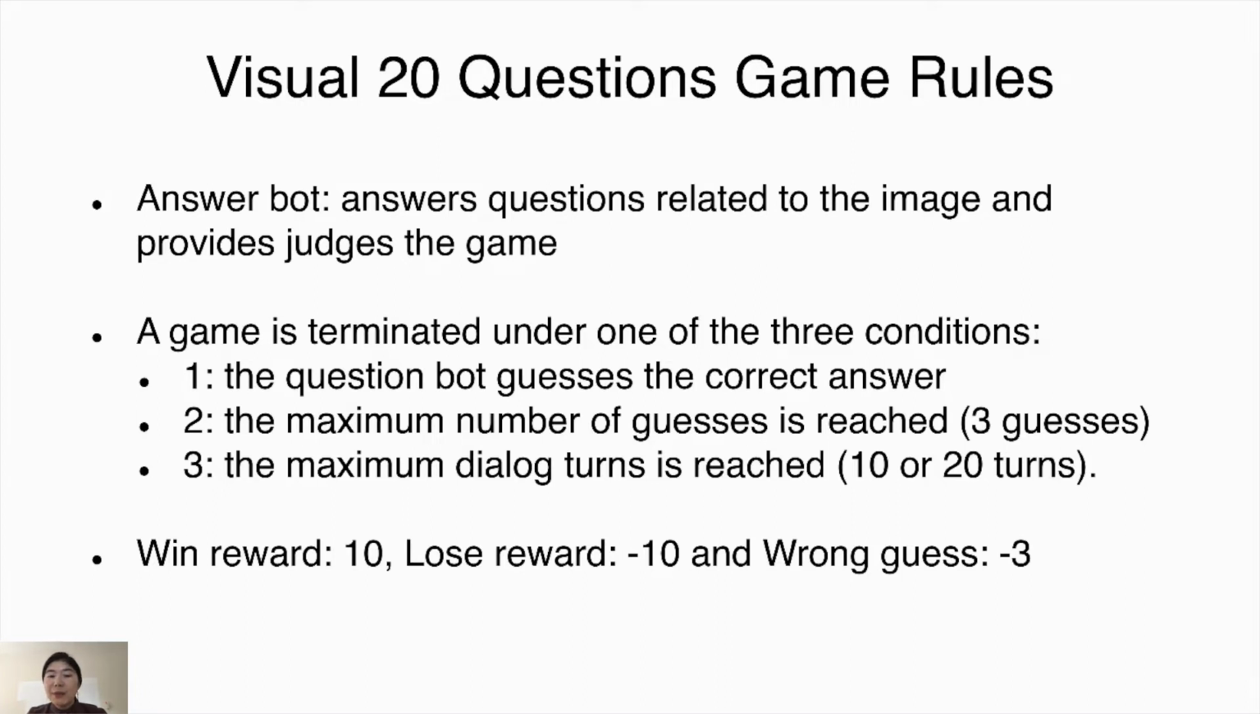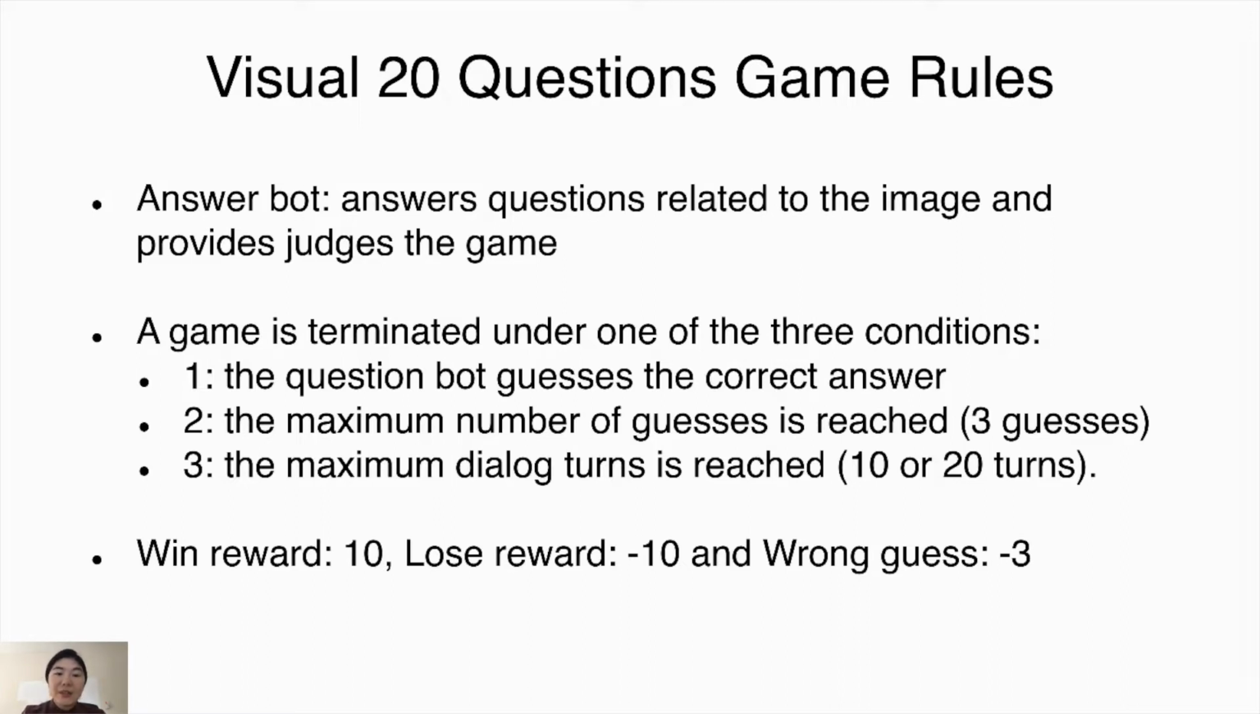We designed the game such that it will terminate in three conditions. If any of the three conditions is reached, we terminate the interaction. The first one: if the bot guesses the correct answer, the bot wins. The second: the maximum number of guesses is reached. You can only guess three times. The third: the maximum number of dialogue turns is reached. In total, the actions you can take could be 10, or sometimes you can set it to 20.